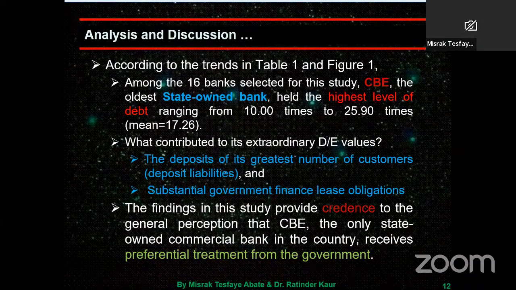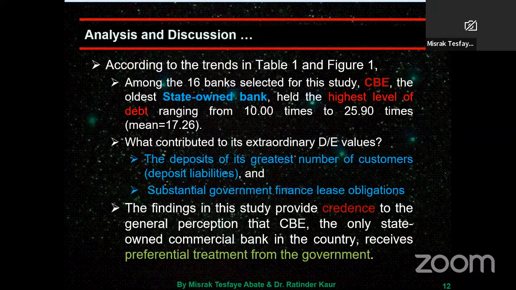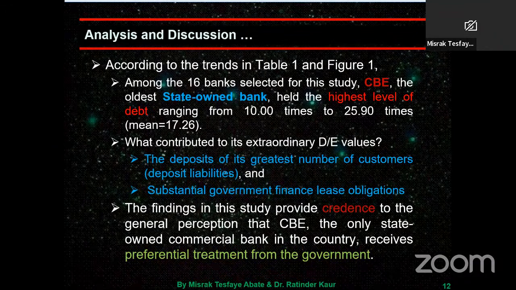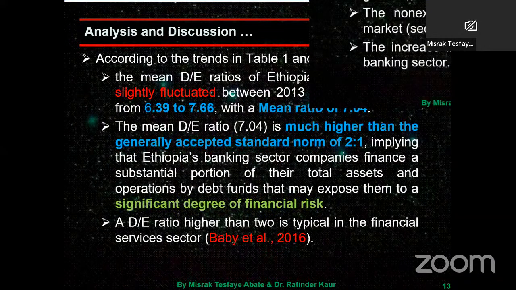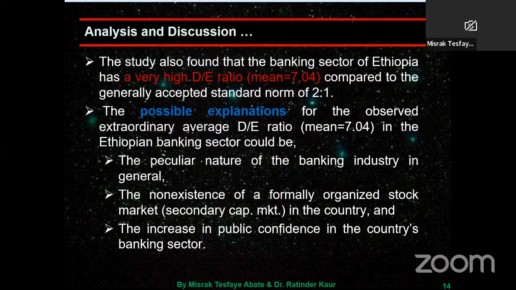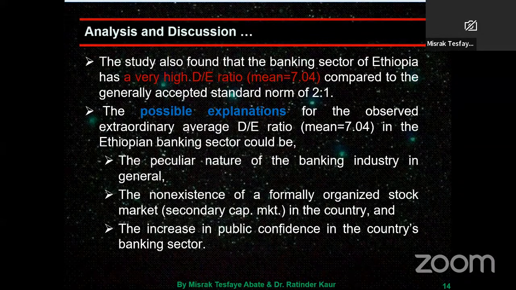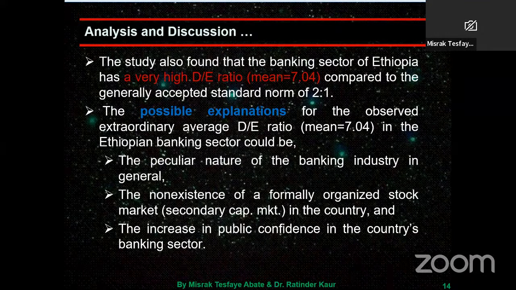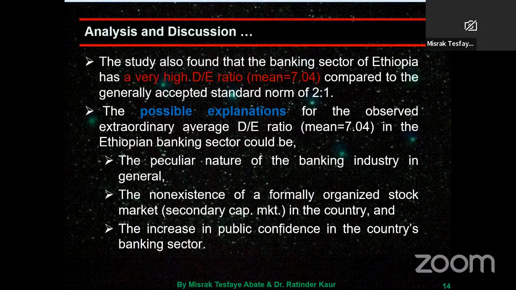The results of this study provide credence to the general perception that CBE, which is the only state-owned commercial bank in the country, receives government support and preferential treatment from the government. The study also found that the banking sector of Ethiopia has a very high debt equity ratio, 7.04, compared to the generally accepted standard norm of 2:1, and there are three possible explanations based on various literature for the observed extraordinary average debt equity ratio.